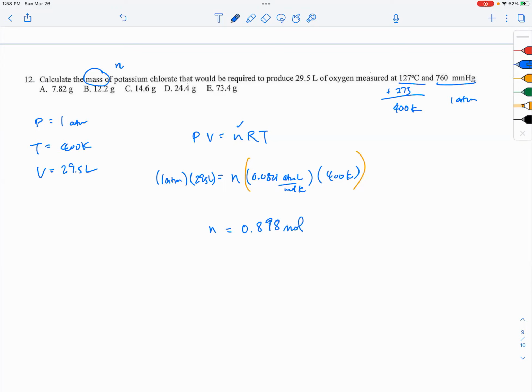So this is the number of moles of what? This is the number of moles of oxygen. Now, this is another thing: if you don't label, you probably will think that this is the moles of potassium chlorate. It's 29.5 divided by 0.0821 divided by 400. It's 0.898.